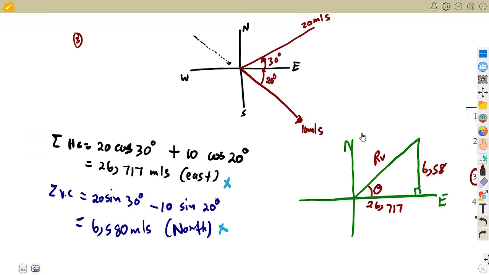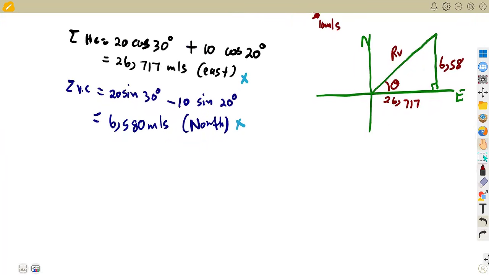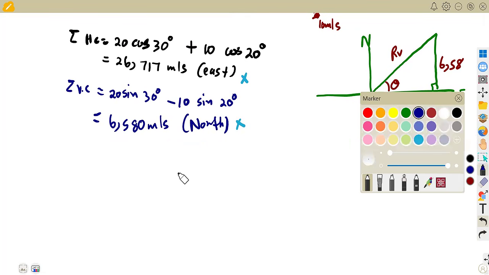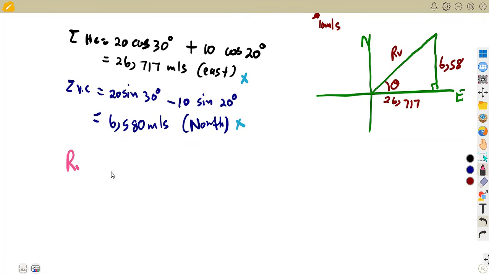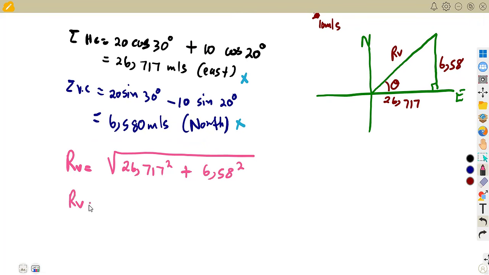Okay, that will be the condition. So let's calculate our resulting velocity at the end. So RV is going to be equal to what? From our Pythagoras theorem, we are going to have the square root of the horizontal component squared plus the vertical component squared. So that is going to be 26,717 squared plus the vertical 6,58 squared. So this is going to give us something like 27,515 meters per second.